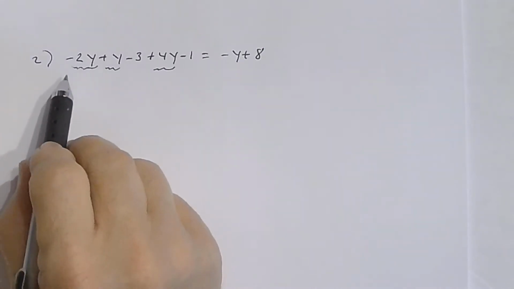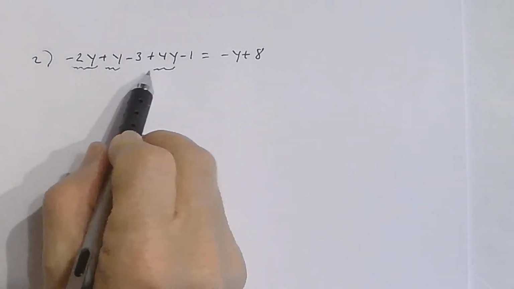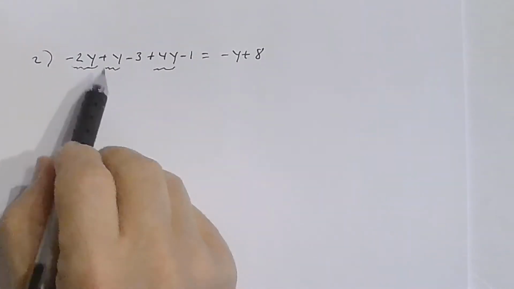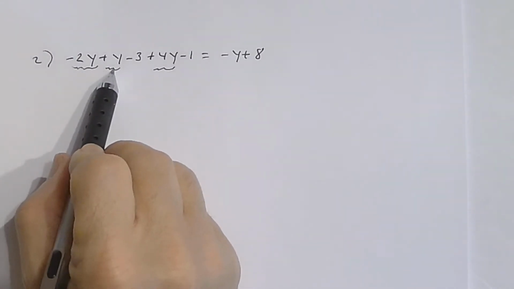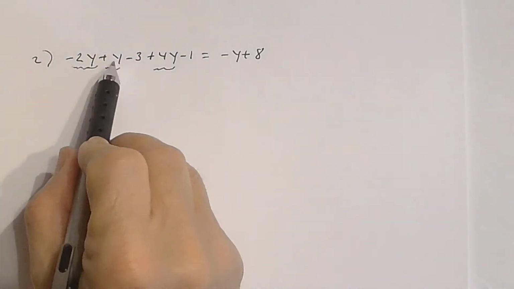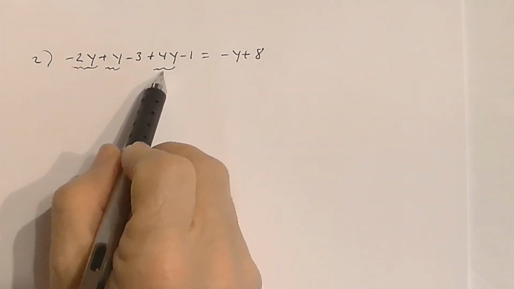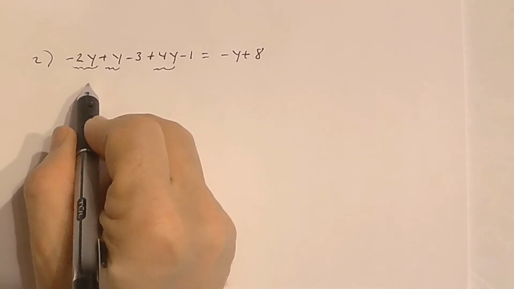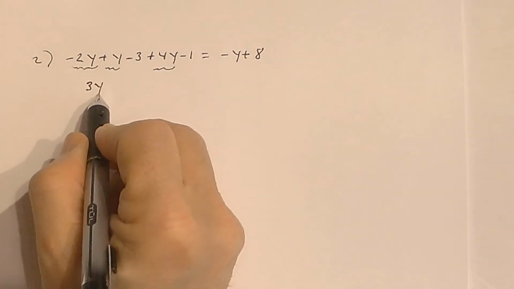And so when I combine those 3 terms, so those 3 terms are like terms, and so when I combine those like terms, I get negative 2y plus y is a negative y. Okay, negative 1y. So negative 2 and a positive 1 is a negative 1. And a negative 1 and a positive 4y is a positive 3y. So I get 3y. Okay.